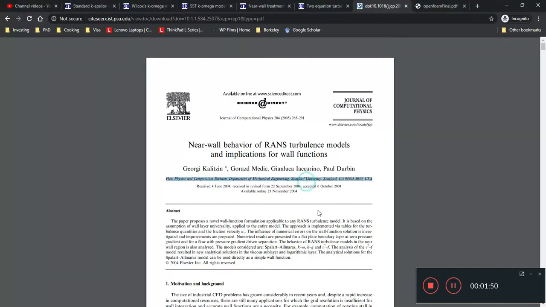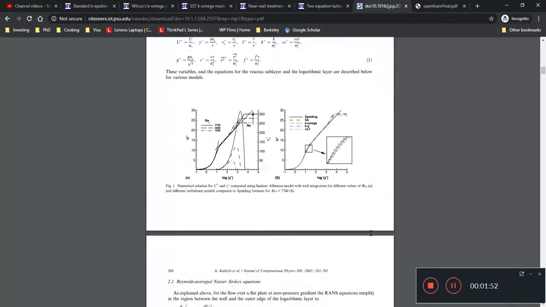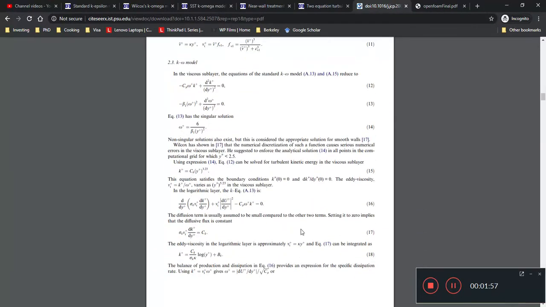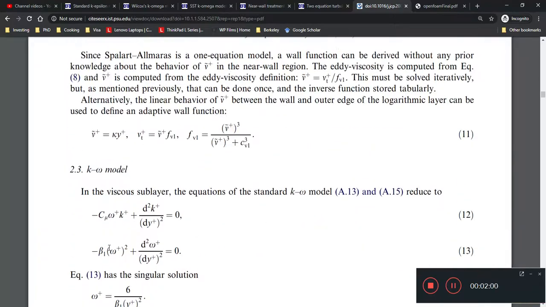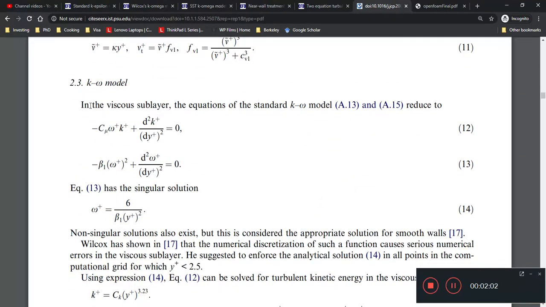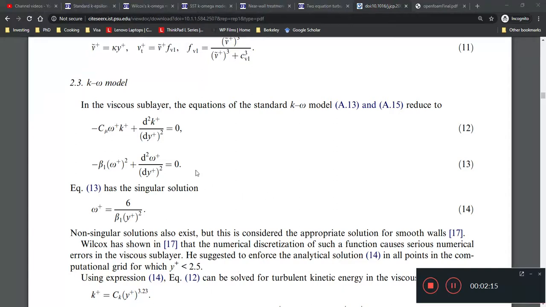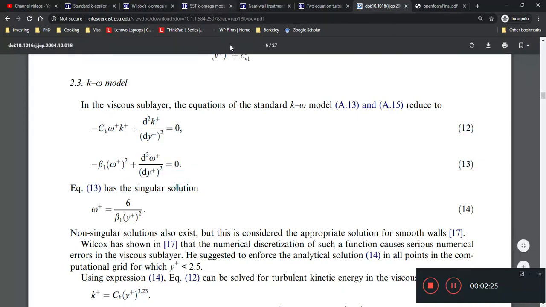So this paper is from Stanford. Okay, so we go straight to the important juicy bits, which are over here. So in the kOmega model, it says in the viscous sublayer, the equations of the kOmega model reduce to this. So we have simplified the equations in the viscous sublayer. For example, the standard kOmega model equations reduce to this. So what's all this over here? Let's take a look.